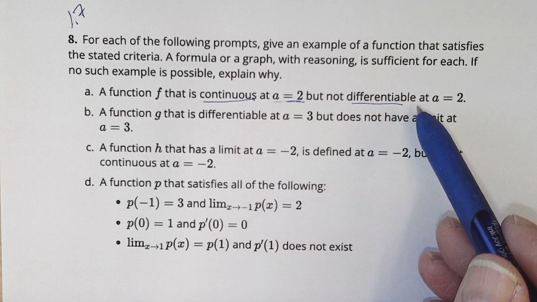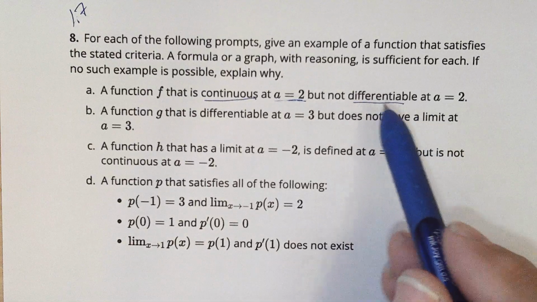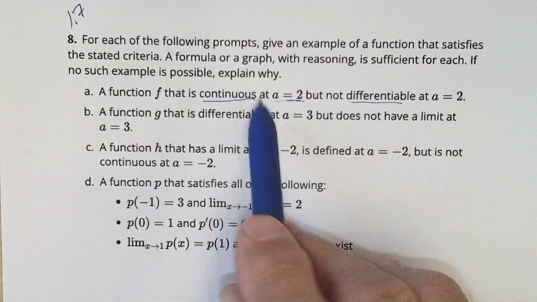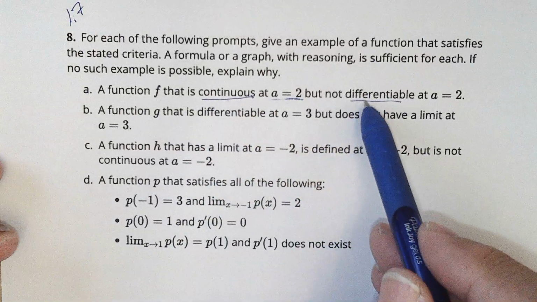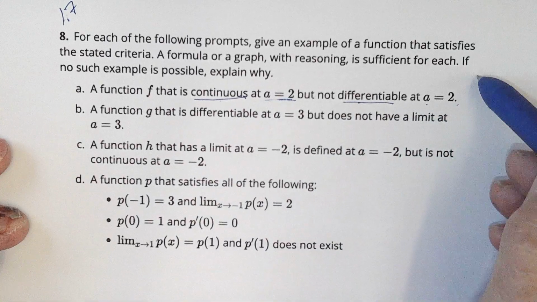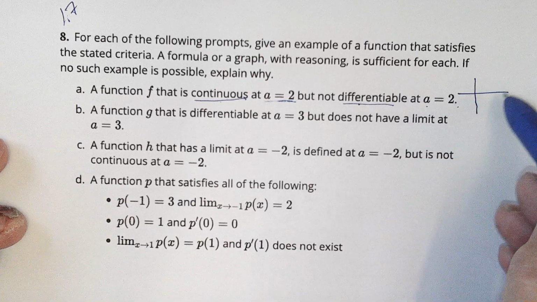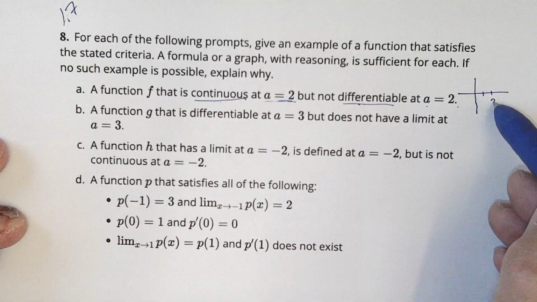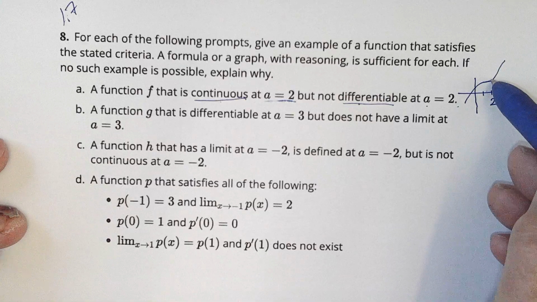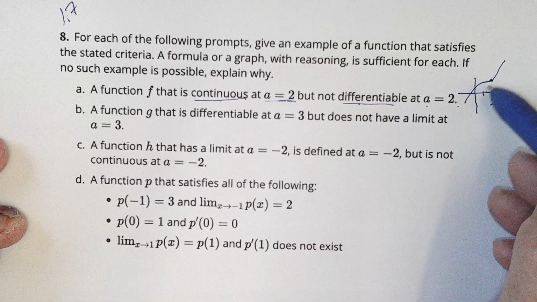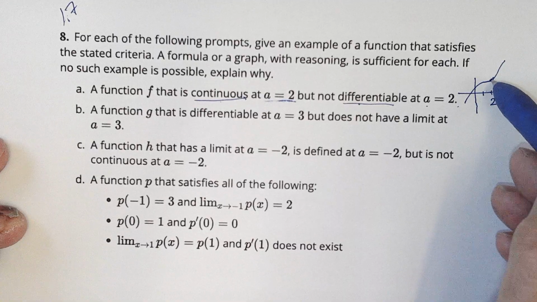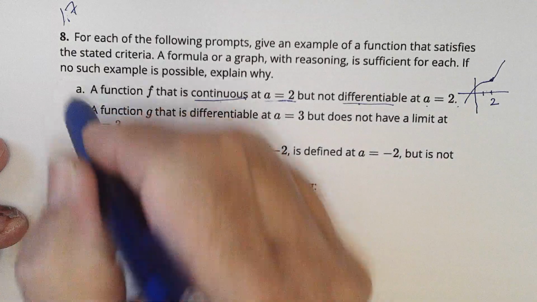Now, to be differentiable, 2 things have to happen. It has to be continuous, and it has to have no cusp. Well, it is continuous, so the only way it would be non-differentiable is to have a cusp at 2. So I'll just draw a graph and put 1, 2, and I'll make a graph that has a sharp point at 2, so there's not a single tangent line to it. It could be anything that changes direction instantly at 2. So there's A.